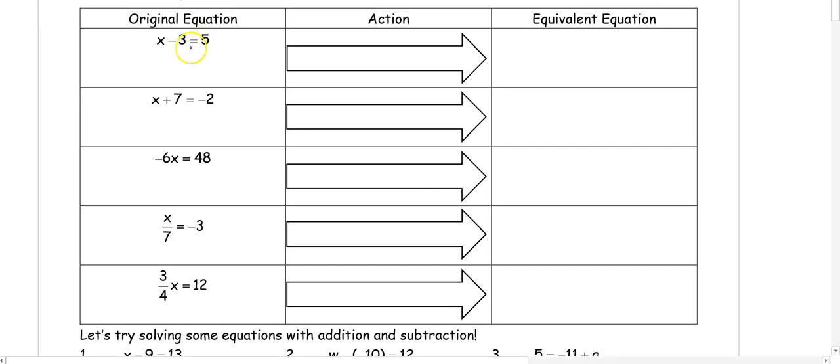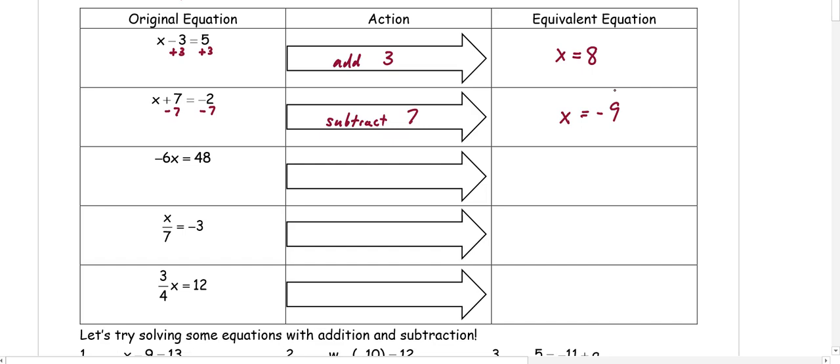So in the first one we have x minus 3 equals 5. To get x by itself, it's subtraction. The inverse of subtraction is addition. So we would add 3 to both sides, and we would get x equals 8. We're doing inverses so that this number by the x can cancel out. The next one, x plus 7 equals negative 2. The inverse of addition is subtraction, so we're going to subtract 7 from both sides, and we get x equals negative 9.